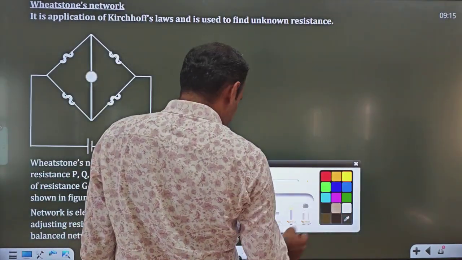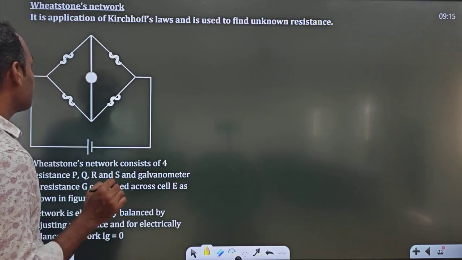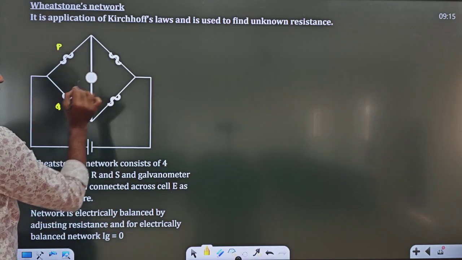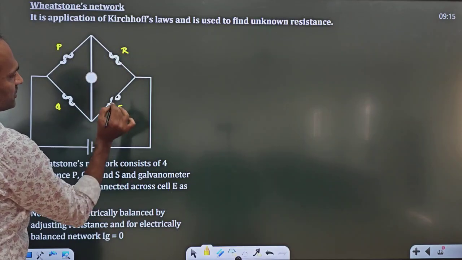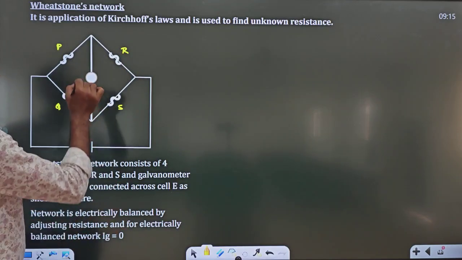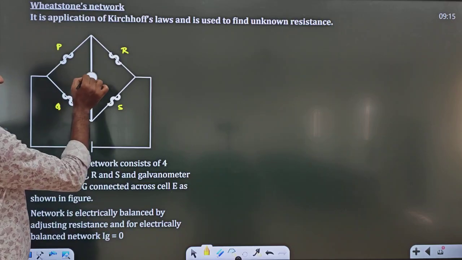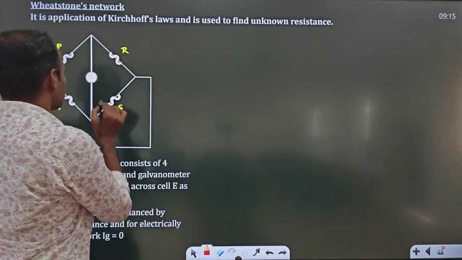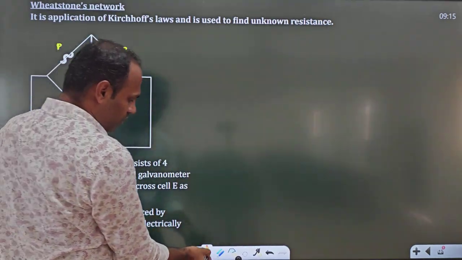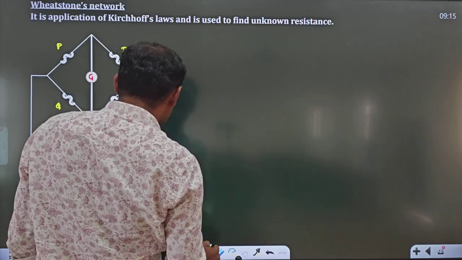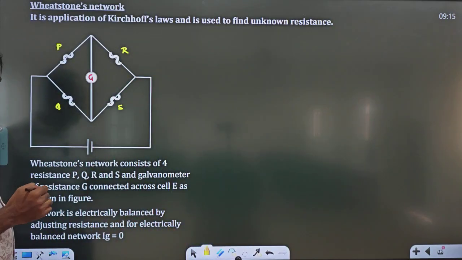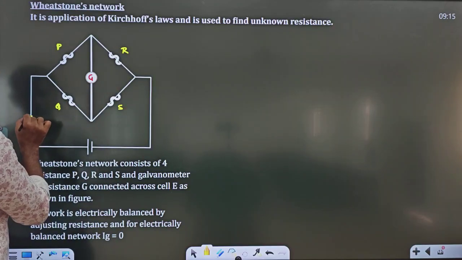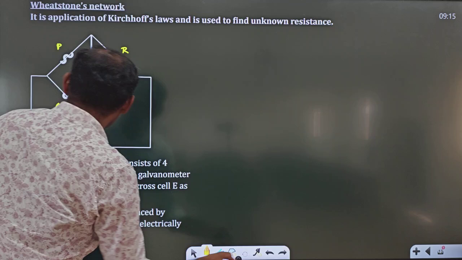Okay, let me say here we are having four resistances. This is P, this is Q, this is R, and this is S. Four resistances we have. And this is the galvanometer, right? First, you put the directions of current. Current always flows from the positive terminal of the cell to the negative terminal of the cell.